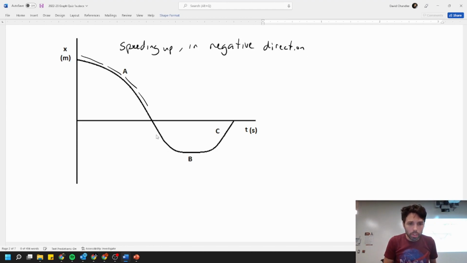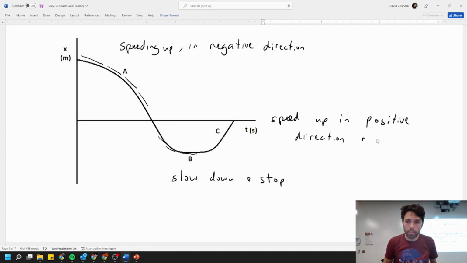Now on B, we suddenly start to slow down. See, the graph starts to get flatter, right? So we slow down and stop, actually. Slow down and stop at B. And then here at C, we speed up again. We speed up in a positive direction. And then continue at a constant speed.